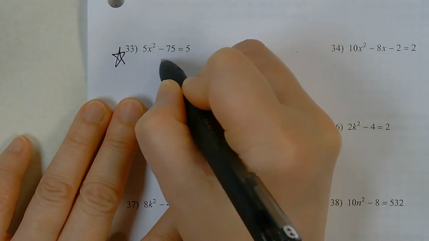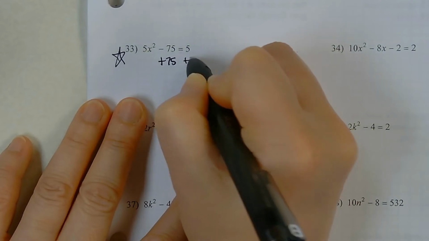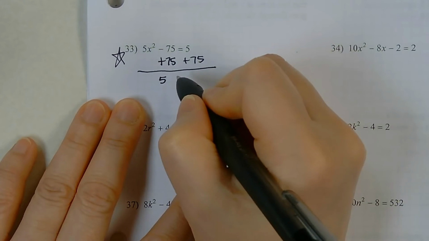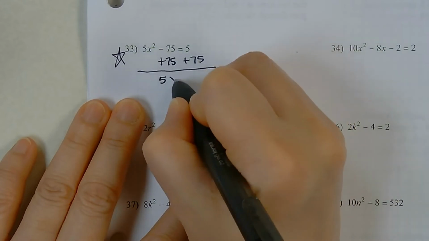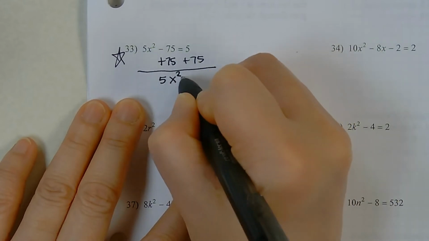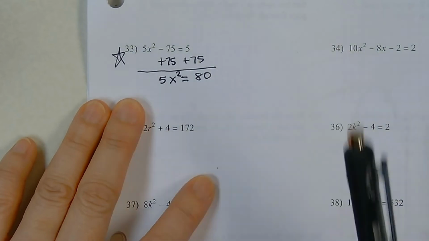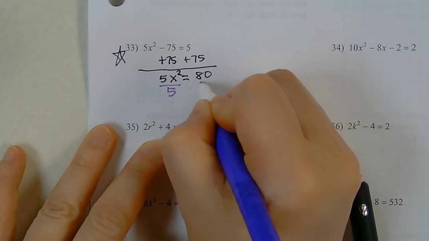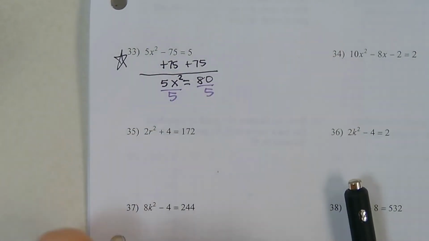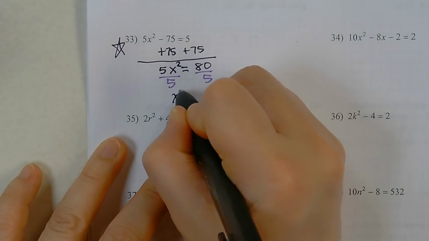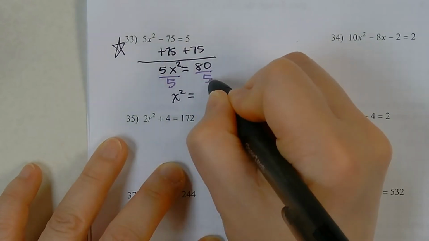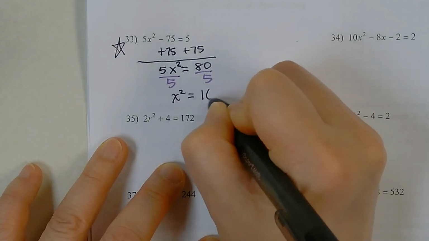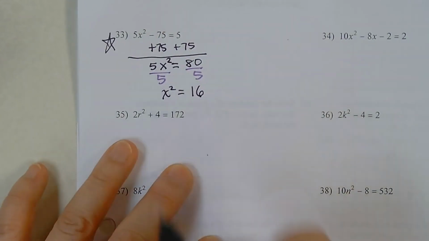So again, we're going to add 75 to both sides. And we get 5x squared is equal to 80. And then how do we get rid of that 5? We have to divide both sides by 5. And then we get x squared is equal to... 5 goes into 8 one time, remainder 3, 5 goes into 30 6 times. Ooh, look at it. We know how to do this one.